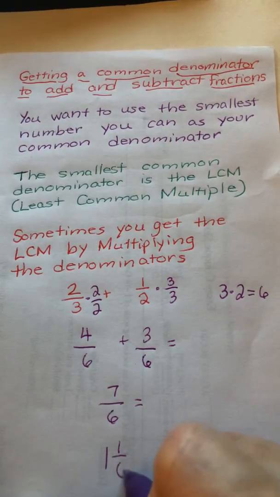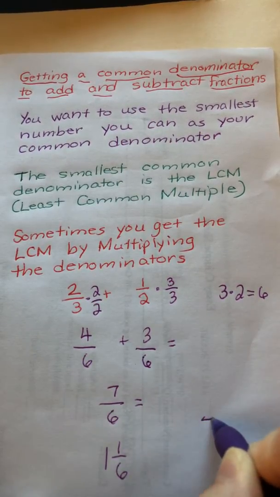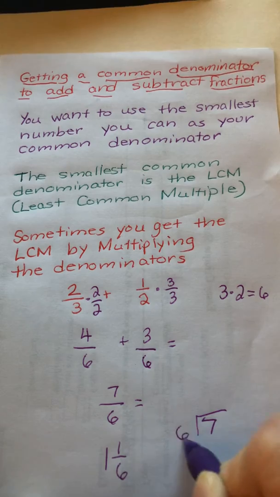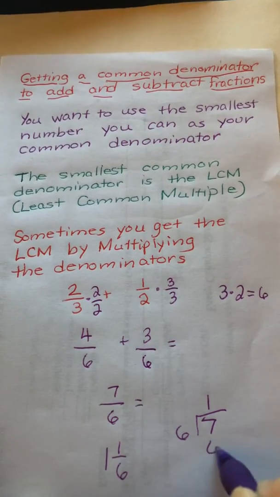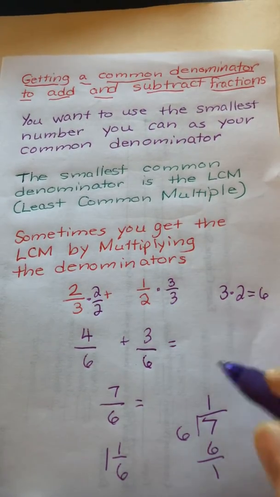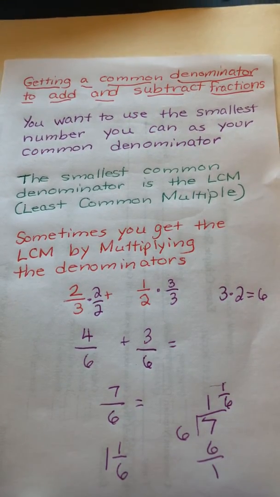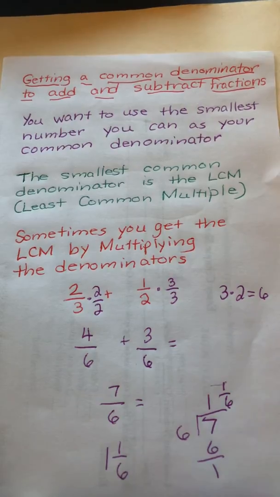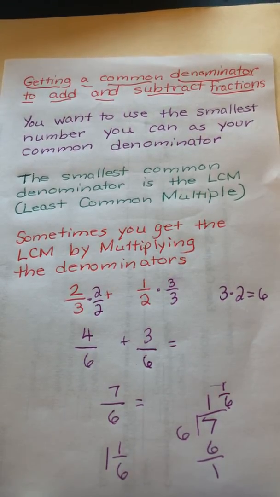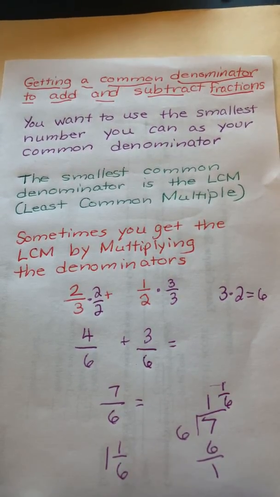Remember that you are dividing 7 by 6. You have one whole, and you have one part left over, and the parts are sixths. It was being divided into groups of 6, so one of those sixths is left. So that's one way to get a common denominator.